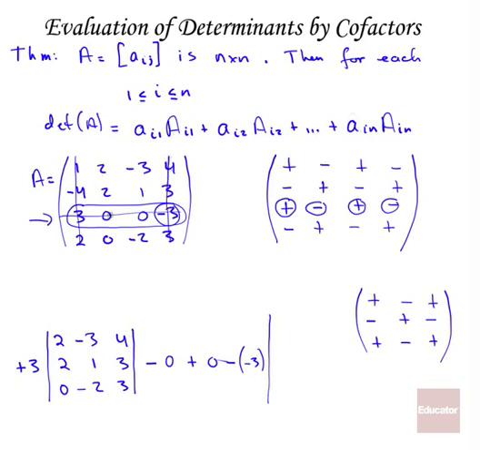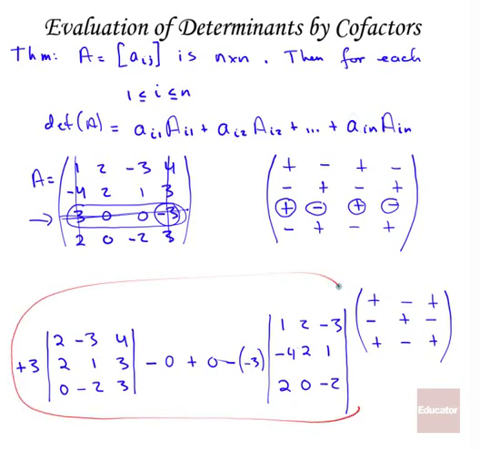Now we knock out that row and that column that it's in, and we're left with 1, 2, negative 3. Minus 4, 2, 1. Two, 0, negative 2. So now what we have to evaluate is this thing right here. Okay. We've done a cofactor expansion.